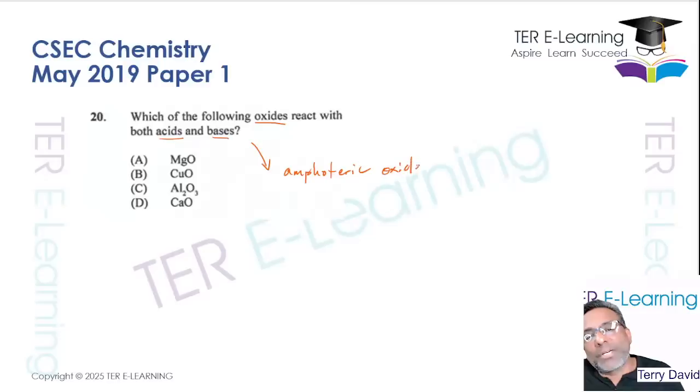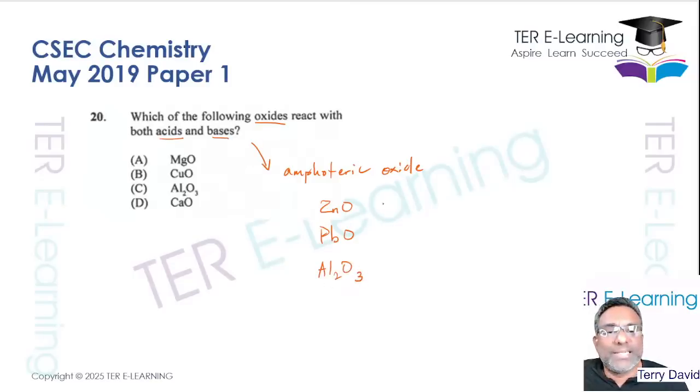Now, amphoteric oxides could be zinc oxide, it could be lead oxide, right? And it could also be aluminum oxide. So these are our amphoteric oxides that we should be familiar with. So we're looking for an answer that is one of these here. So if you look at the answers here, aluminum oxide is actually one of them. So there are multiple versions to this question, so just be aware of that.